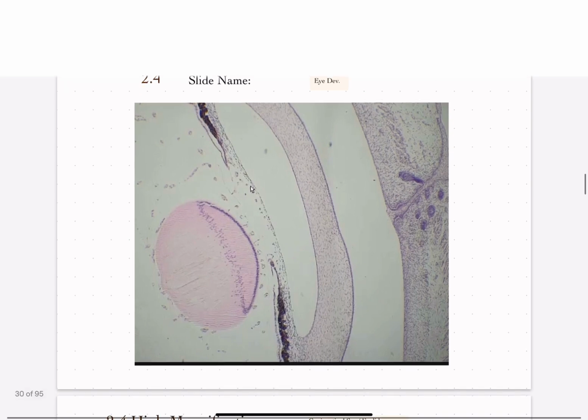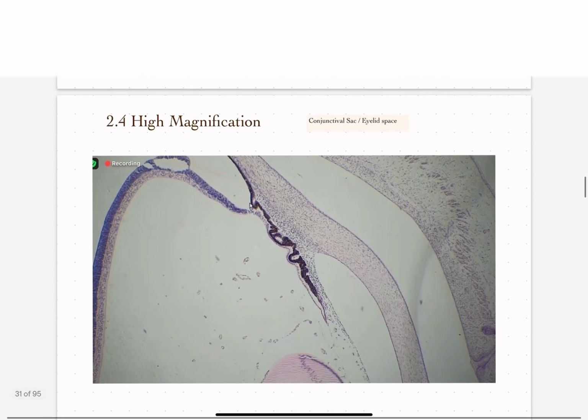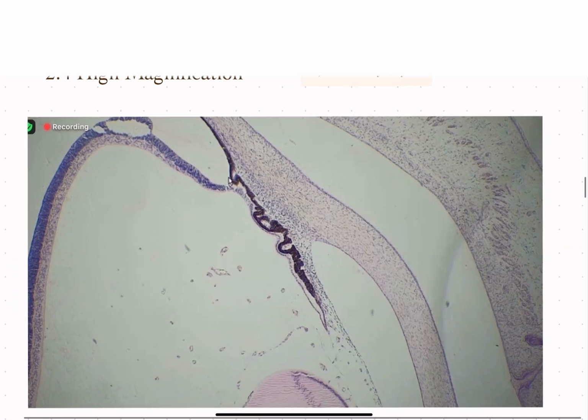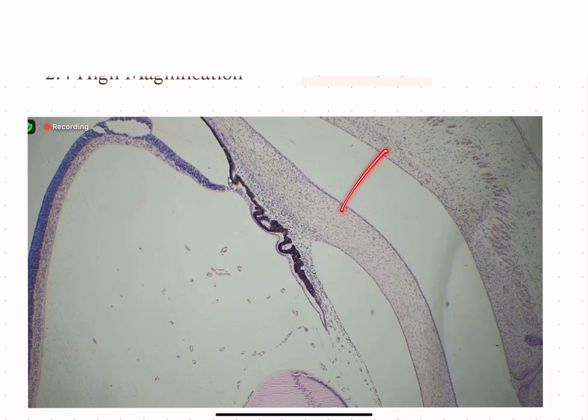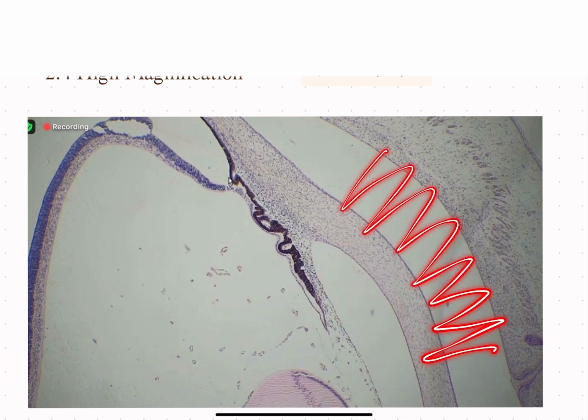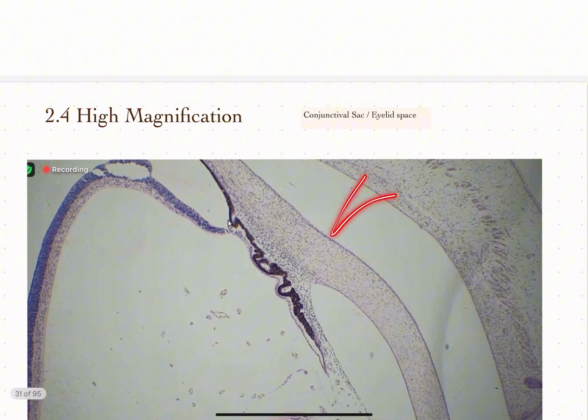Next up is the eye development. We should be able to recognize this immediately by the lens. And then for this structure, it was the conjunctival sac. Now, I made the mistake of accidentally showing you guys this area before I moved on, so I tried to clip it. But in fact, this would be the anterior eye chamber. This is the conjunctival sac. So, you know, it's easy to make that mistake.